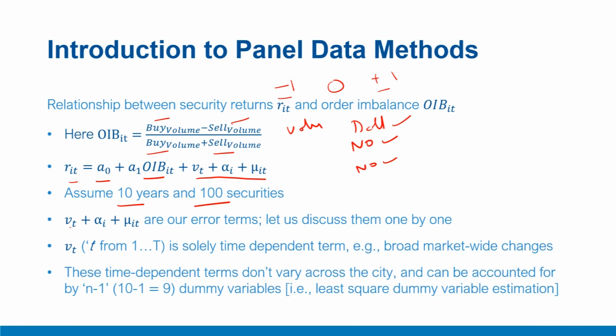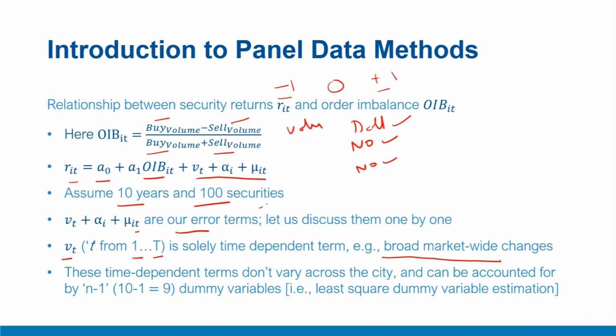Let's discuss these terms Vt, alpha i and mu it one by one. These are sort of our error terms which we are not accounting for in the model. Vt here is solely time dependent. It varies from 1, 2, 3 and up till time T, and it only captures those influences that do not vary across individual securities but rather vary across time, such as broad market-wide changes.